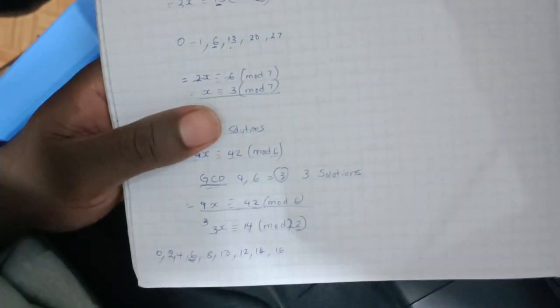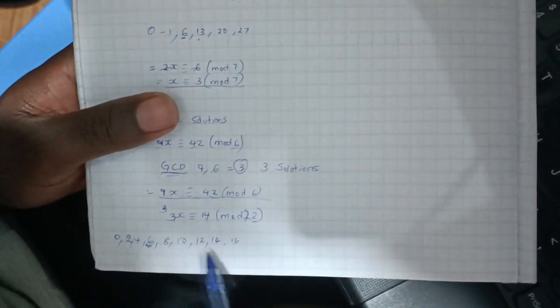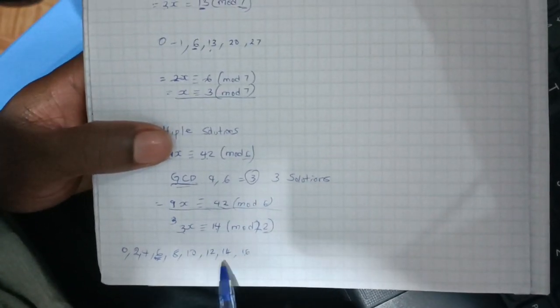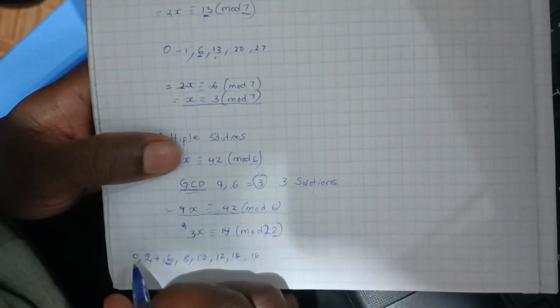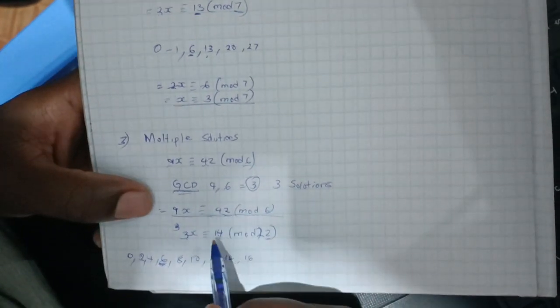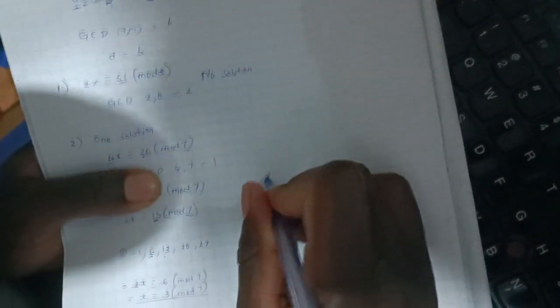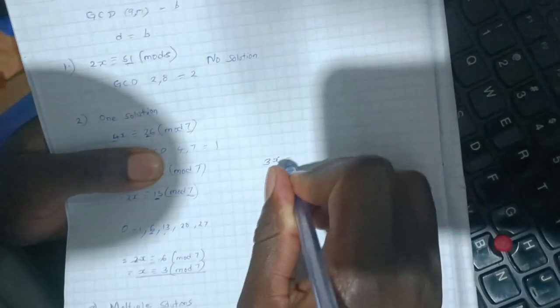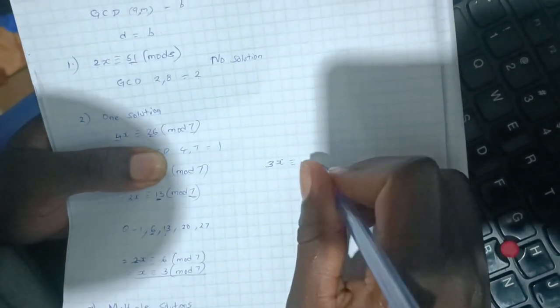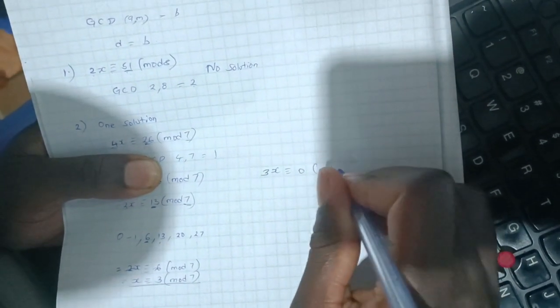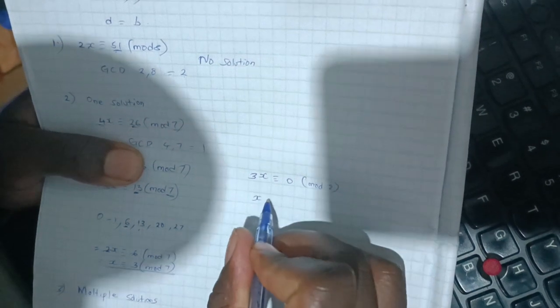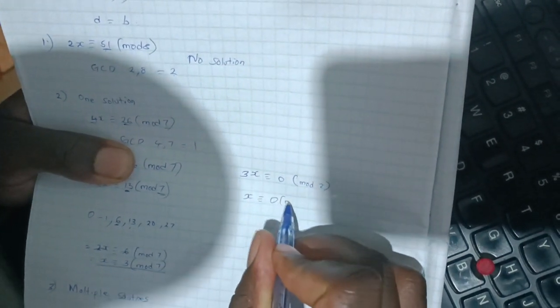After listing down the least residue system, we take a number that is closest to 0, and in this case, when there is a 0, you can opt to take the 0. So we substitute the 14 with 0, and we get a new equation which is 3x congruent 0 mod 2. So when we simplify it, x is congruent to 0 mod 2.